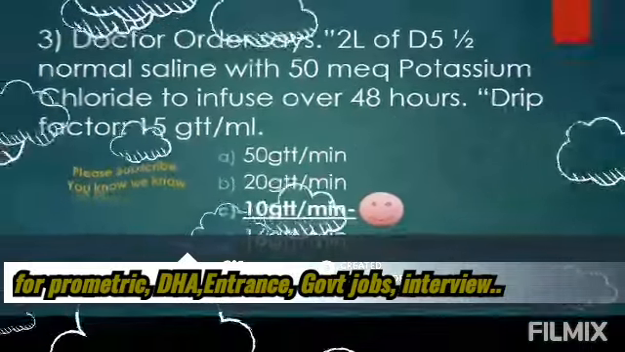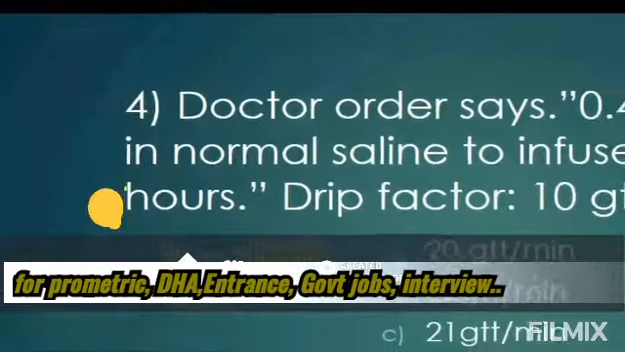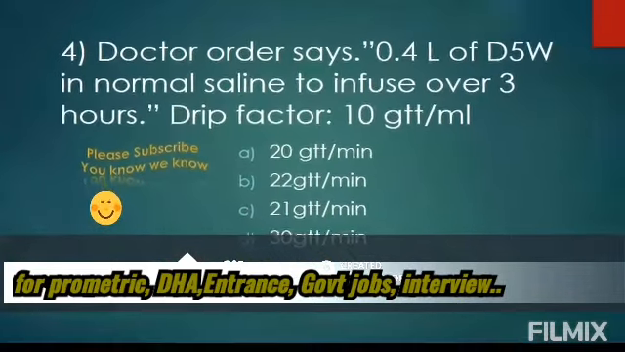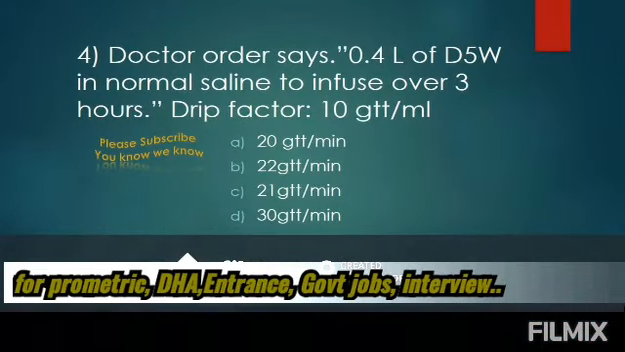Let me know. So here comes your fourth question. Doctor order says 0.4 liters of D5W in normal saline to infuse over 3 hours. The drop factor is 10 GTT per ml, in the sense in 1 ml of the IV set you are going to give 10 drops per ml. GTT in the sense 10 drops per ml.